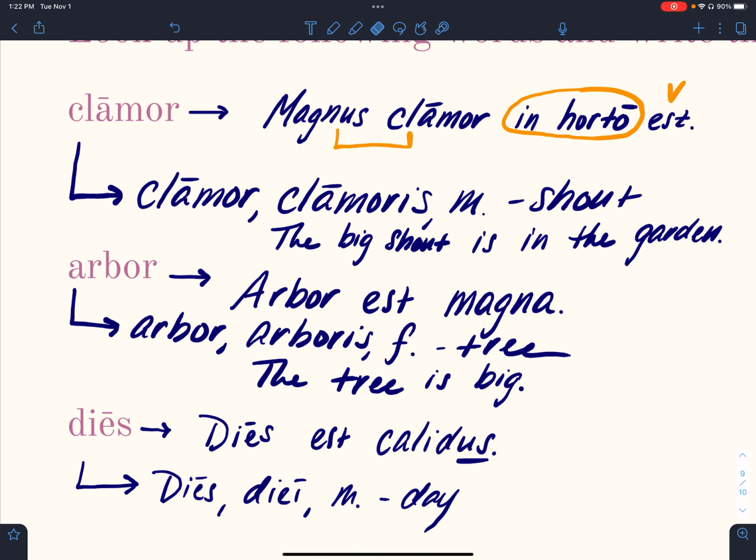Okay. What's the translation? Oh yeah, I forgot to do that. Dies est calidus. What does that mean? Oh, you don't remember? All right, Jack. The day is warm. Yeah, or the day is hot. I'm going to squeeze it over here because I ran out of room. Oh wait, hot and warm are interchangeable?